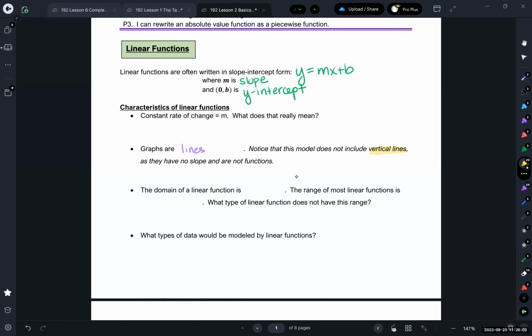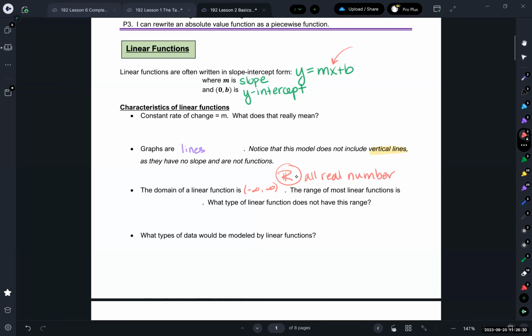What about domain? What kinds of numbers can you plug into a linear function? Are there any kinds of restrictions? You can put any number you want into x here. And so the domain would be negative infinity to infinity. Some people will write that as all real numbers. That's what that symbol stands for here.